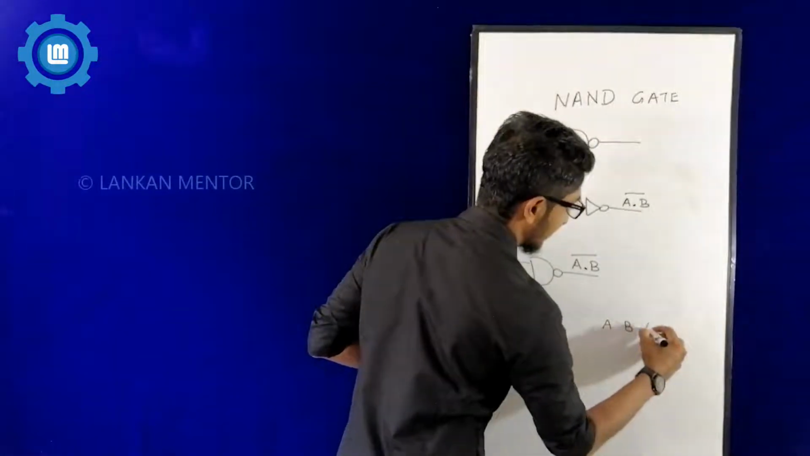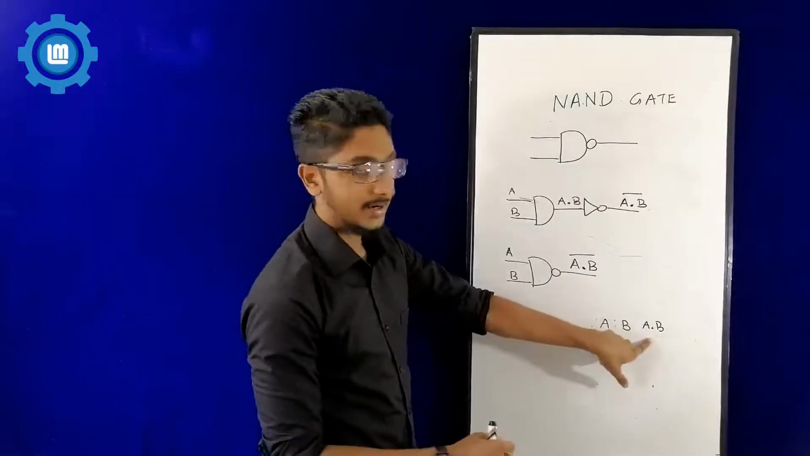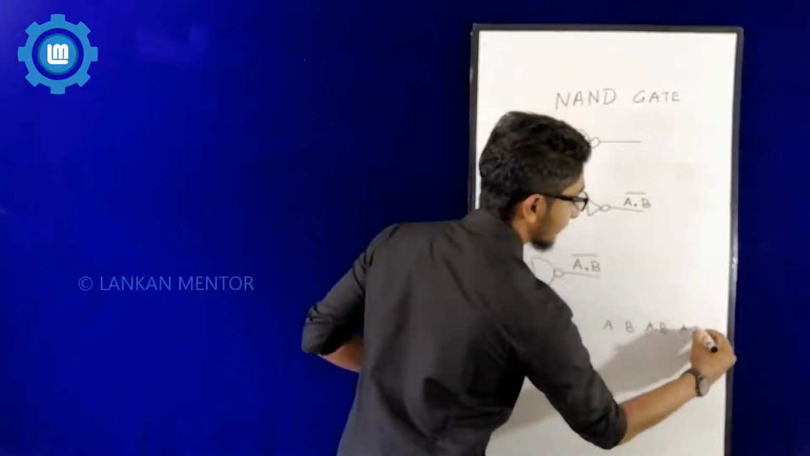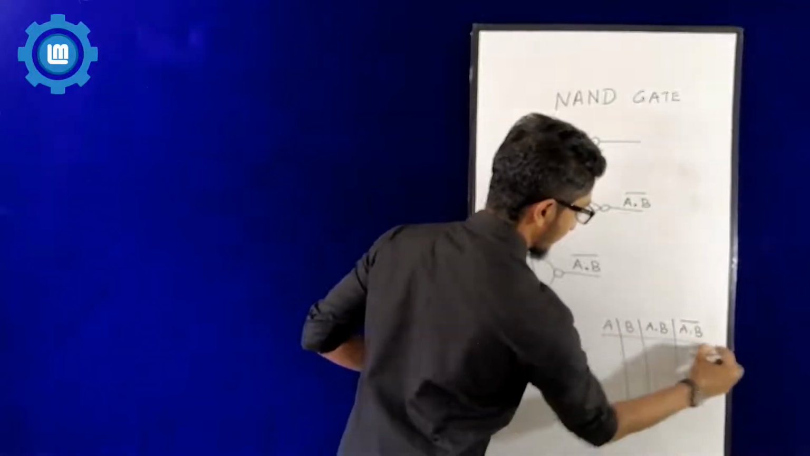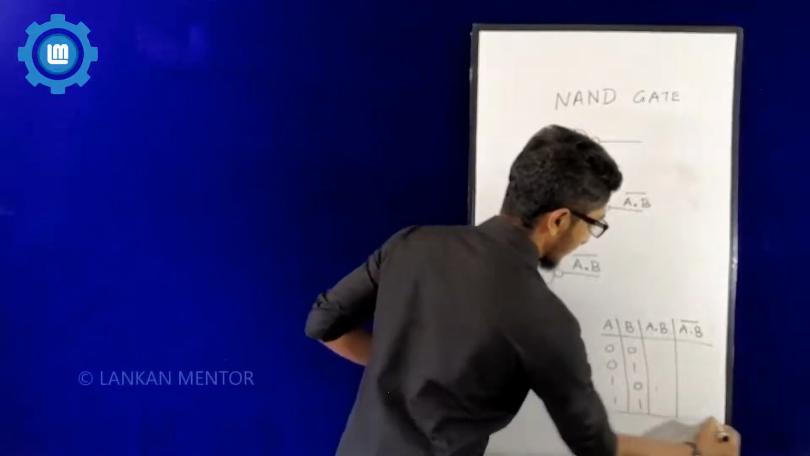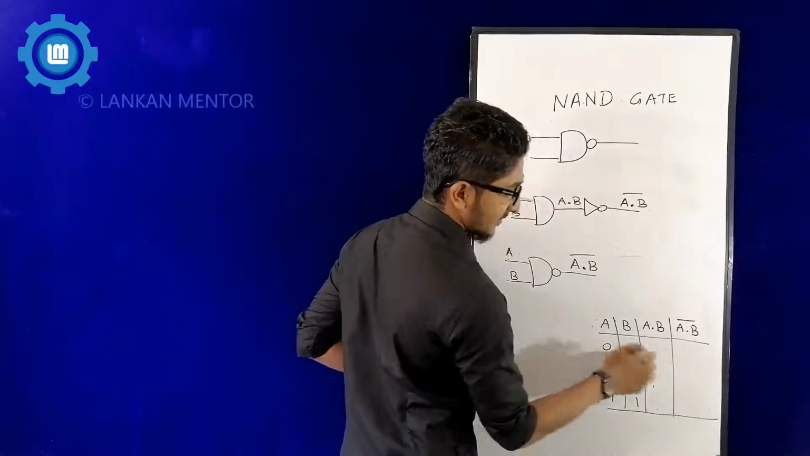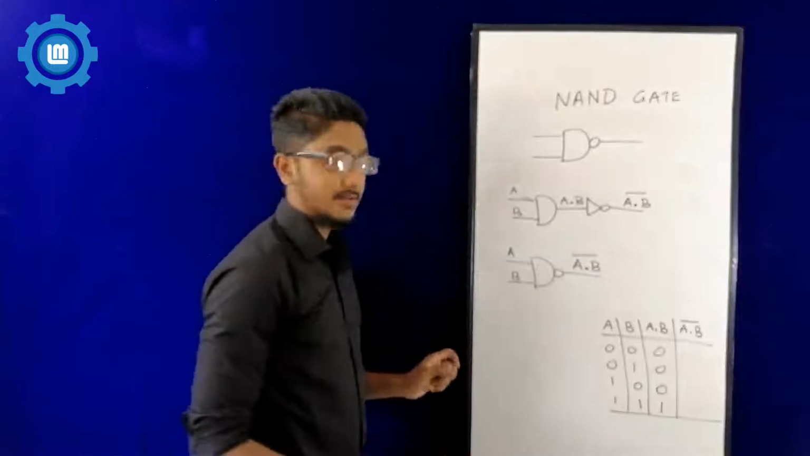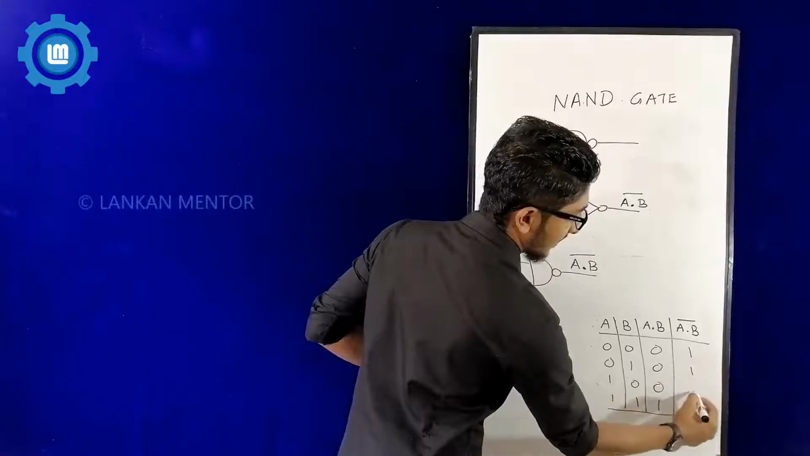A, B, A dot B, A dot B bar. I'm putting A dot B first, and A dot B bar separately, as I told you before. The inputs are 0 0, 0 1, 1 0, 1 1. Now we have A dot B. Multiplying 0 and 0 is 0, 0 and 1 is 0, 1 and 0 is 0, 1 and 1 is 1. So now you have A dot B bar, which means the opposite. So you have 1 1 1 0.